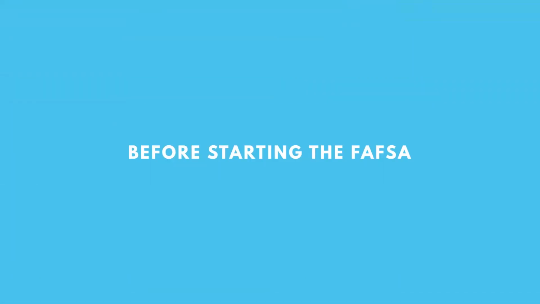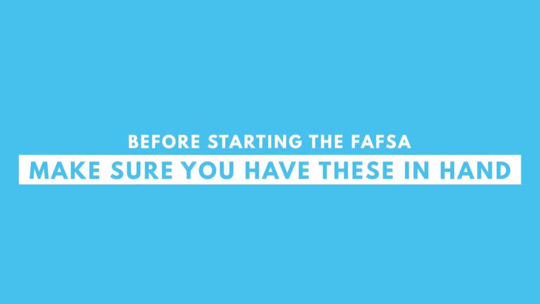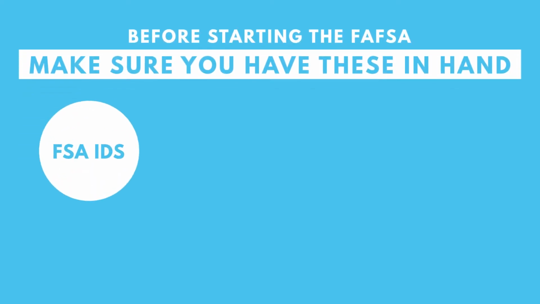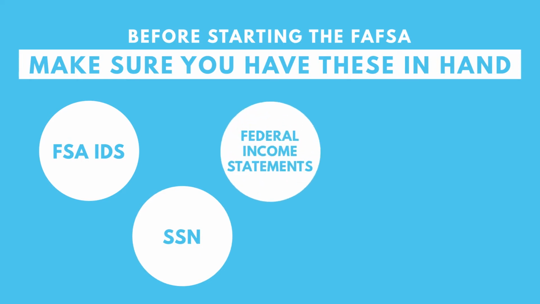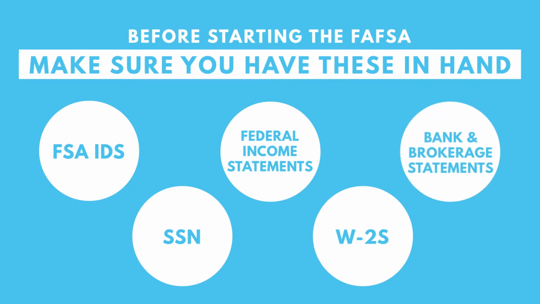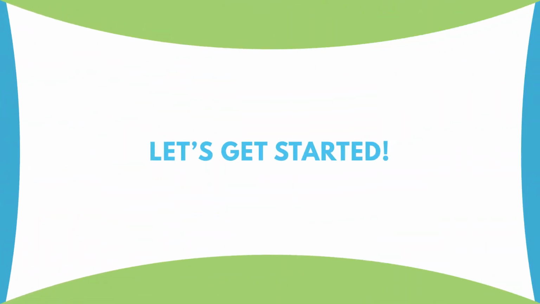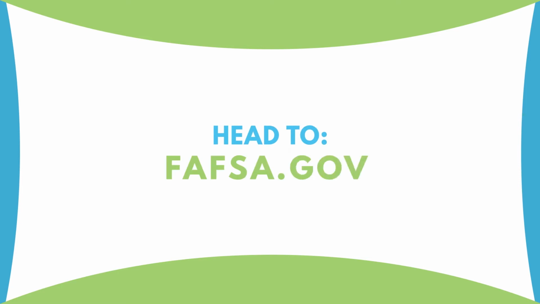Fifth, before starting the FAFSA, make sure you have these in hand: FSA IDs for you and your parents, Social Security numbers for you and your parents, federal income statements and W-2s, current bank and brokerage statements if applicable. Let's get started. Head to FAFSA.gov.